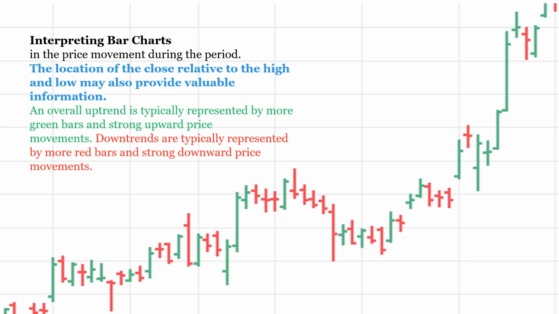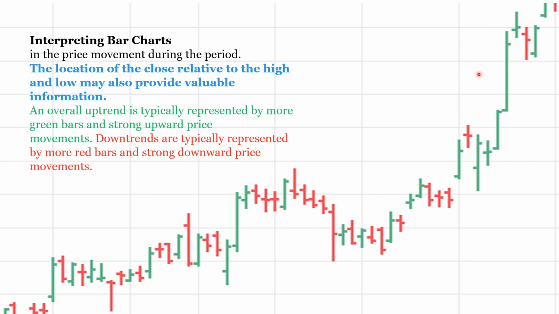Interpreting bar charts. Long vertical bars show there was a big price difference between the high and low of the period. That means volatility increased during that period. When a bar has very small vertical bars, it means there was little volatility. These are two good examples where there's little volatility and whereas there's a large amount of volatility.